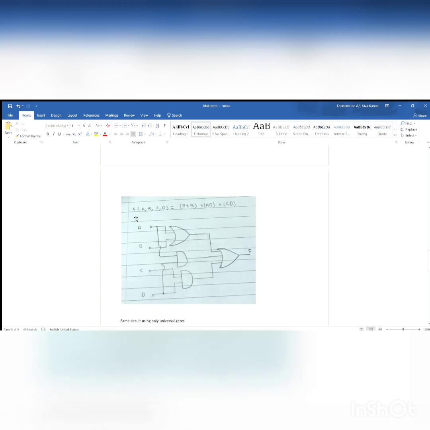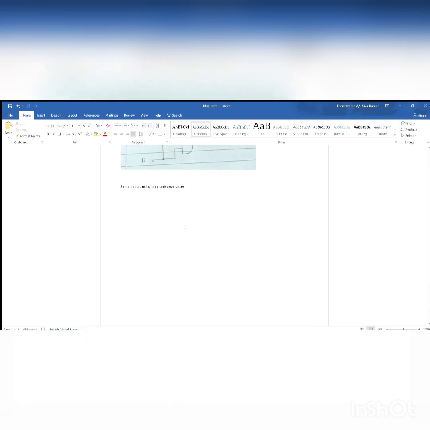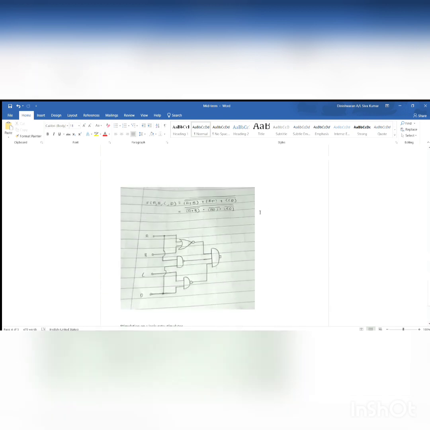However, there is a difference between the circuit that I drew here and the circuit that I built in the simulation, because the simulation here will accept only two inputs in one OR gate. In the circuit I drew, I used an OR gate which accepts three inputs. Basically, I used only two types of gate, OR and AND, to satisfy the boolean expression here. The same circuit I also drew using only universal gates.